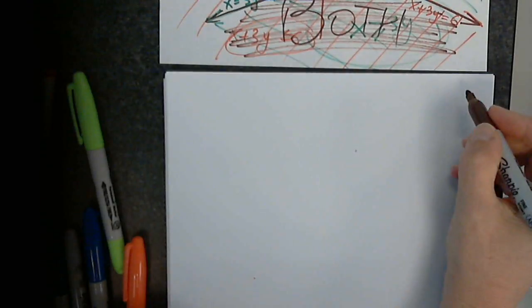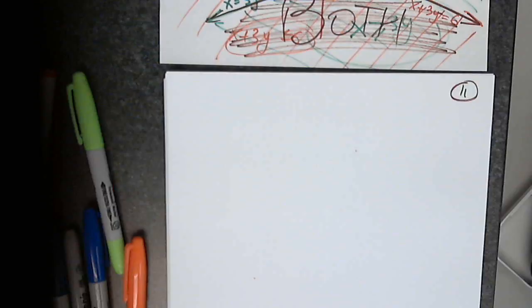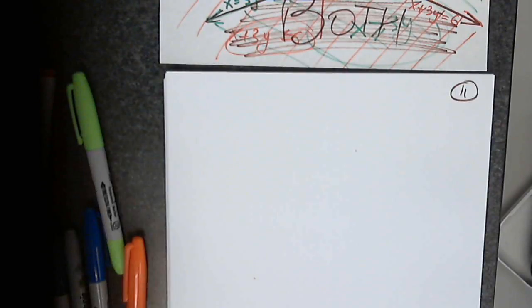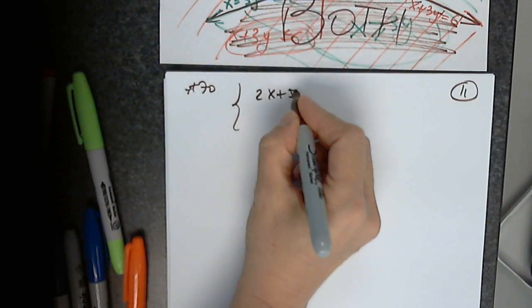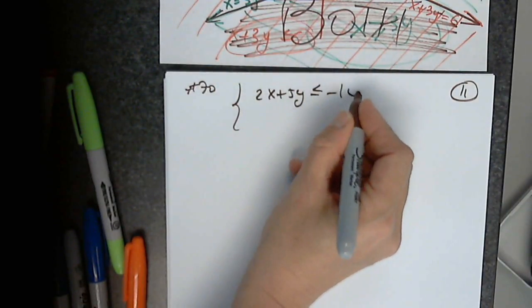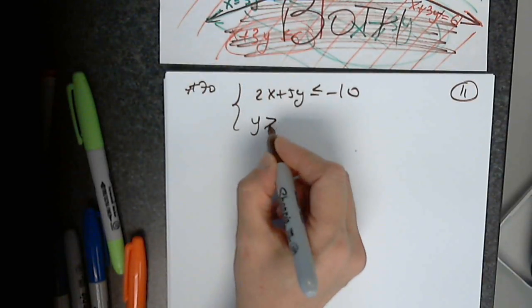So let's pick one this time with fractions. We know we are not worried about that, but let's say we are. How would you address a fraction? Like we always do. Multiply both sides, sure. Okay, so let's look at 70 because I think it's more interesting. 2x plus 5y less than or equal to negative 10 and y greater than or equal to 1.